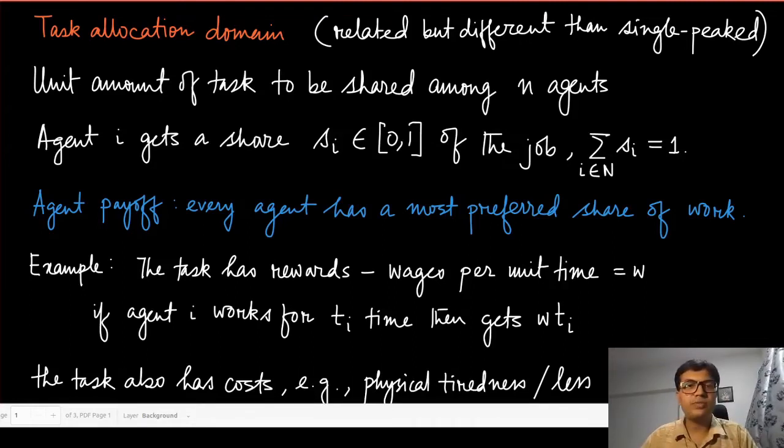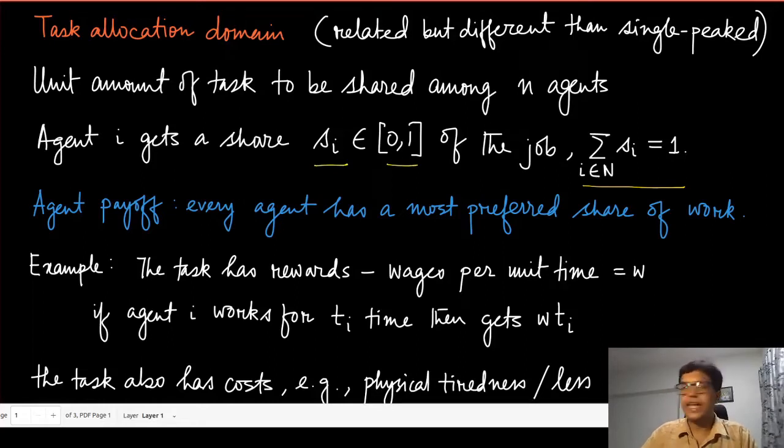So each of these players gets a share of that task, which we are going to denote as s_i. So s_i is the share of agent i, and this naturally lives within the interval 0 to 1, and the sum of the task share among all the players is going to be equal to 1. So this task is always going to be allocated, so no part of this job is unallocated, and each of these agents gets some non-negative amount of share of this task.